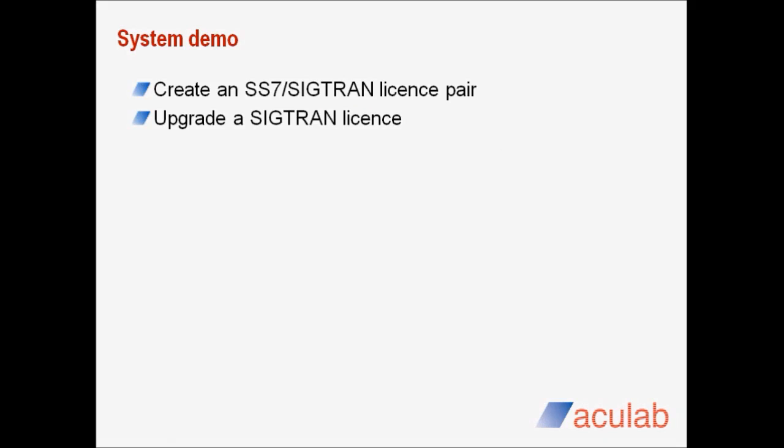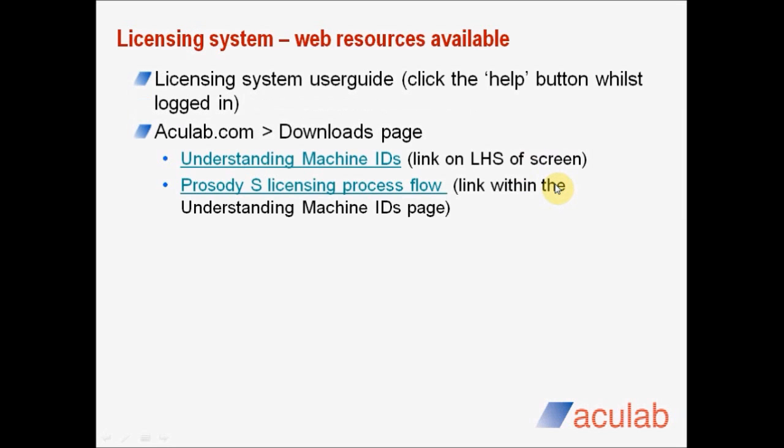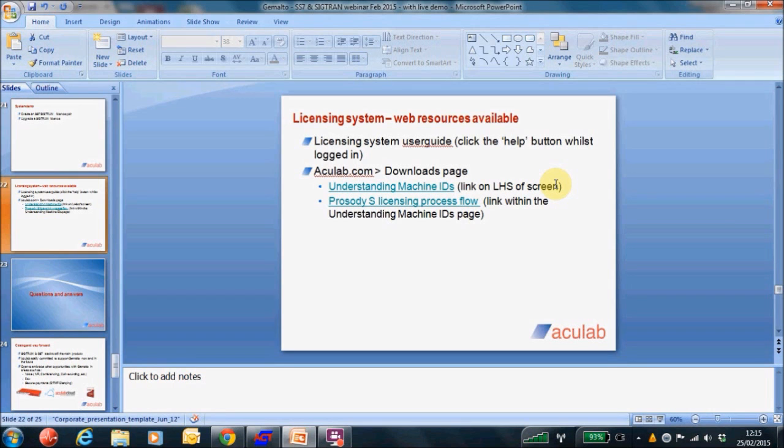Back to the presentation, just one slide left. So what I thought I'd then show you, just to finish things up, is a couple of places where you might be able to get help on the system, or on creating licenses and things like that. So there's a help file available on the licensing system portal. That's one thing. And then on the downloads page, there's a couple of links that are quite useful. If I show you those, that's probably the quickest way of doing things.